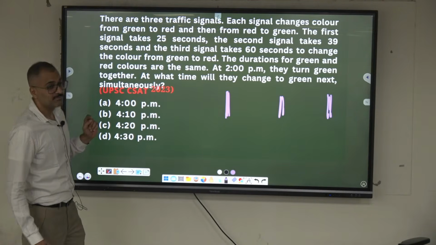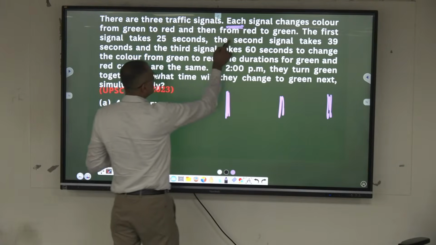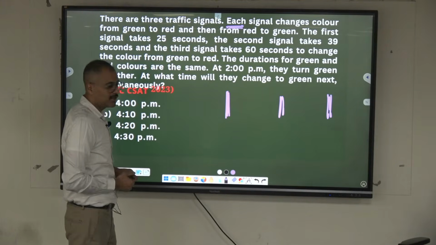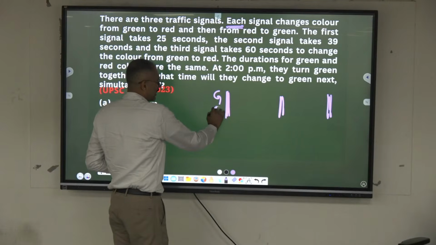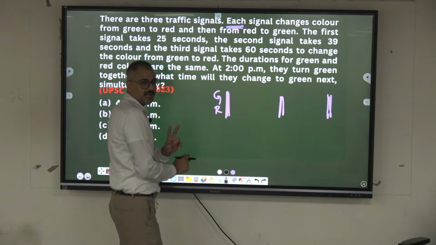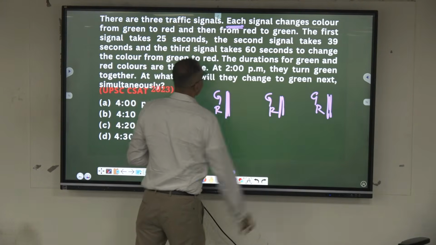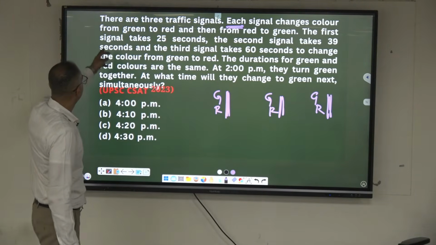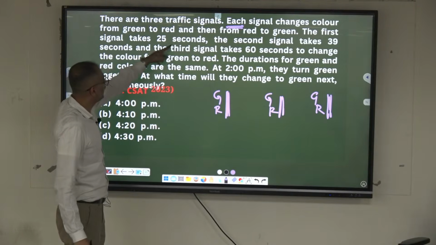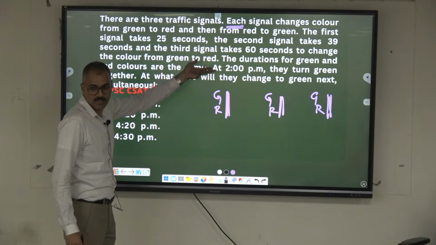Each signal changes color from green to red. Either you have green, red light. There is no yellow here. Green, red, green, red. The color changes from green to red and then from red to green. There are only two options.